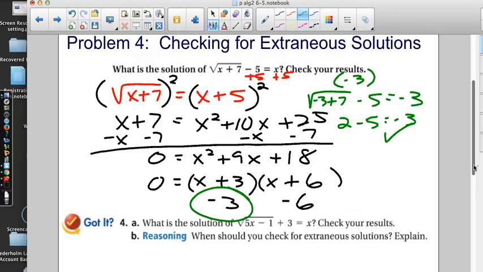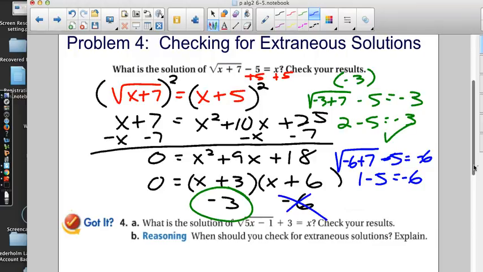-3 is good. -6, maybe not so much. Square root of -6 plus 7 minus 5 equals -6? -6 plus 7 is 1. Square root of 1 is 1. 1 minus 5 equals -6? No.